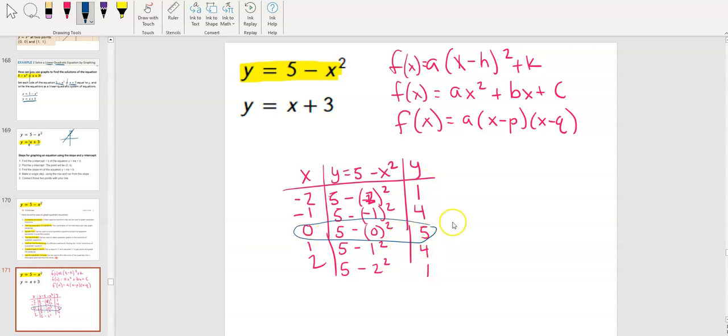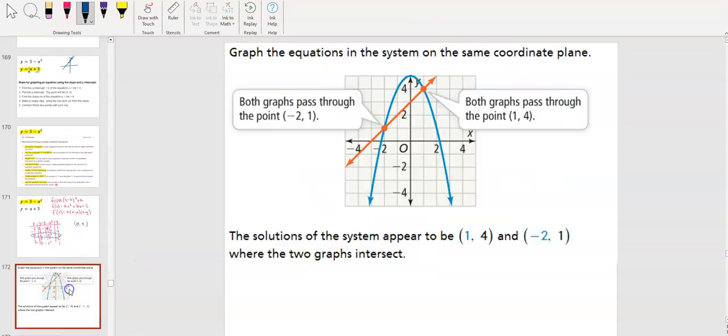So that tells me that (0, 5) is probably my vertex. So I would probably graph (0, 5), and then I would graph my other points alongside, and it would start to make the parabola, and then I could tell where my parabola and my linear equation meet. When I do that, I get this equation right here.